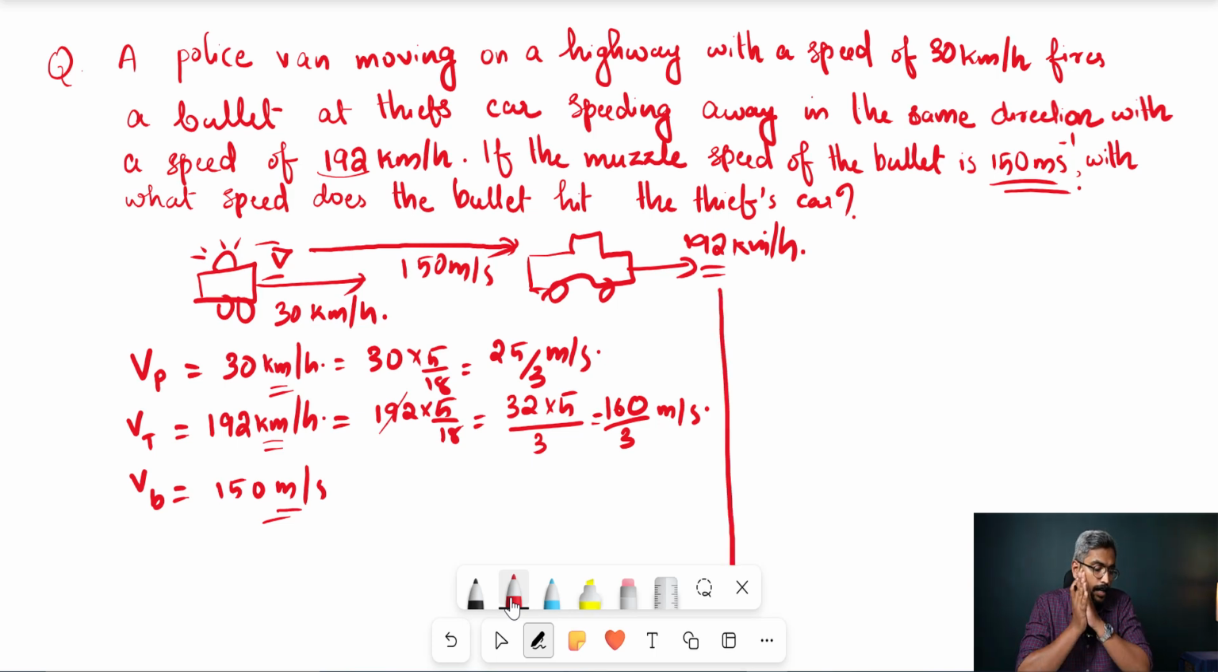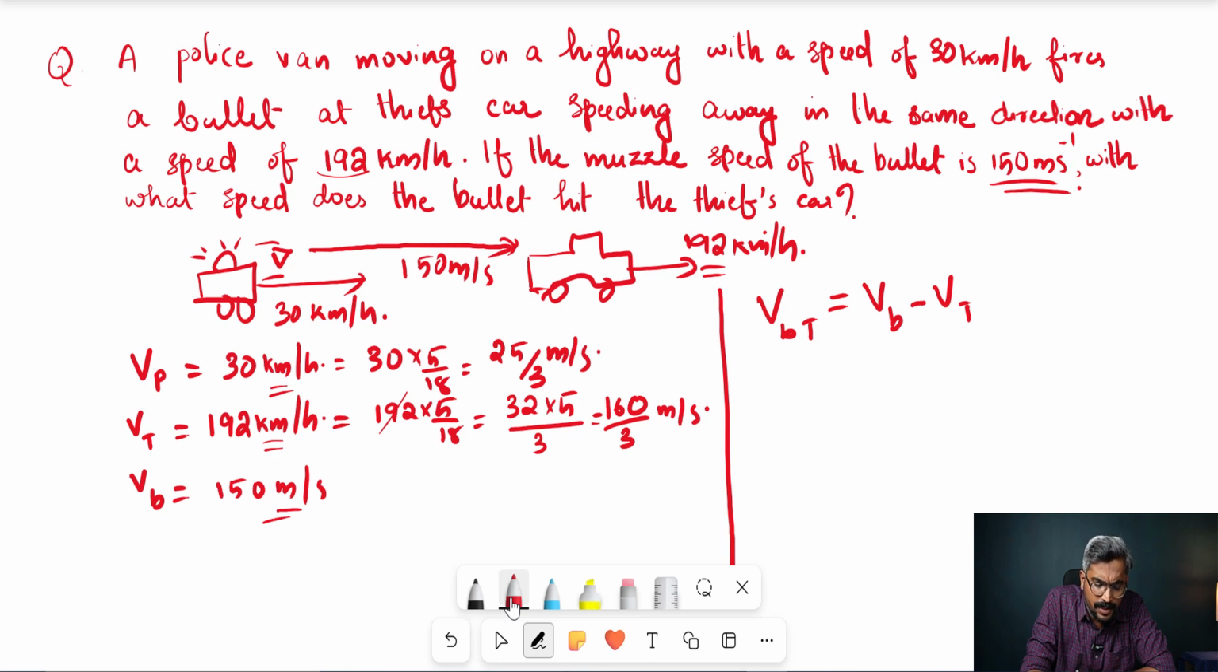Here one small concept is there. What is actually asked? At what speed does the bullet hit the thief's car? This is what we need to find out. That means the velocity of the bullet with respect to the thief. And you all know that the velocity of the bullet with respect to the thief is VB minus VT.